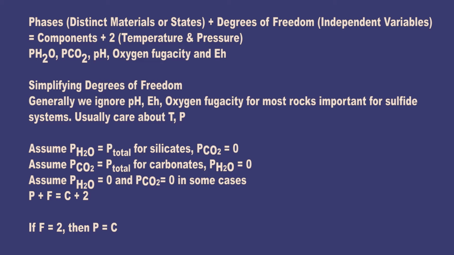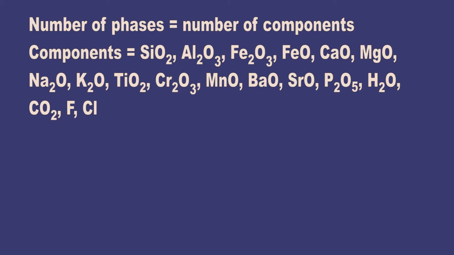Assume P water equal to P total for silicates, PCO2 equal to 0. Assume PCO2 equal to P total for carbonates, P water equal to 0. Assuming P water equal to 0 and PCO2 equal to 0 in some cases, then P plus F equal to C plus 2. If F equal to 2, then P equal to C. The number of phases equals the number of components.